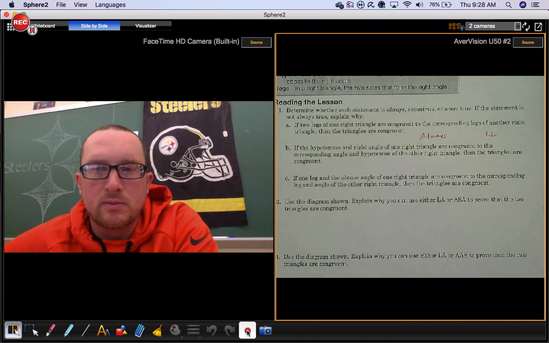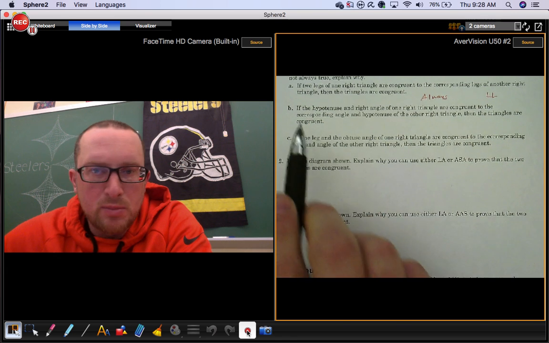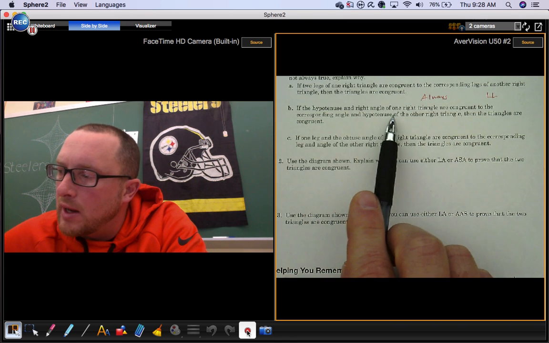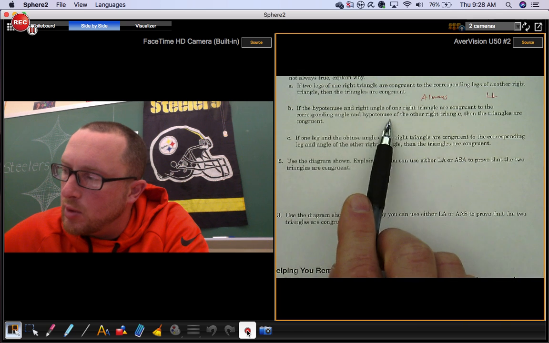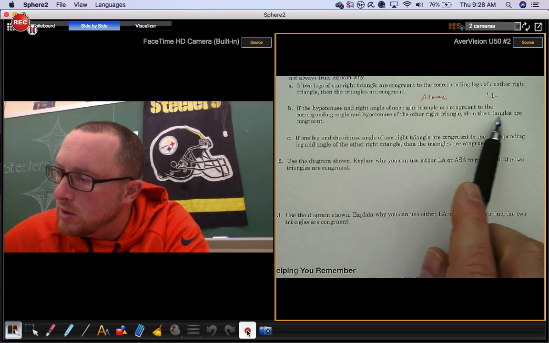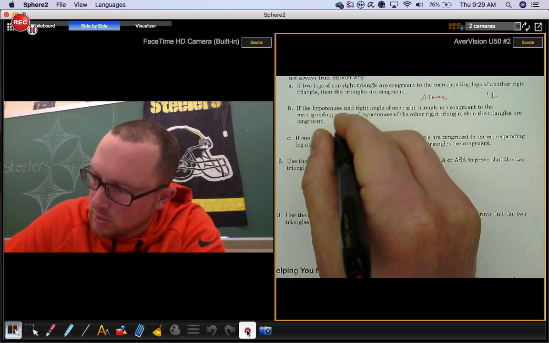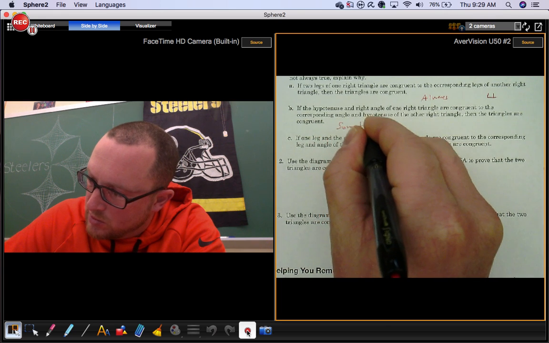That's your leg. Part B. If the hypotenuse and right angle of one right triangle are congruent to the corresponding angle and hypotenuse of the other right triangle, then the triangles are congruent. That'll sometimes be true.